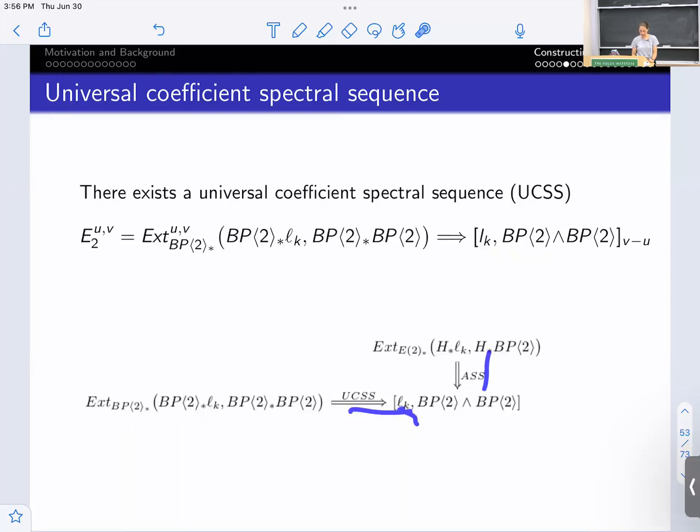So we can draw this little diagram. But what's really interesting here is that these two spectral sequences, even though they're converging to the same thing, have really different filtrations. One thing to notice here is that Ext over BP2 star has global dimension 3. So anytime the homological degree here is greater than 3, this is just 0.